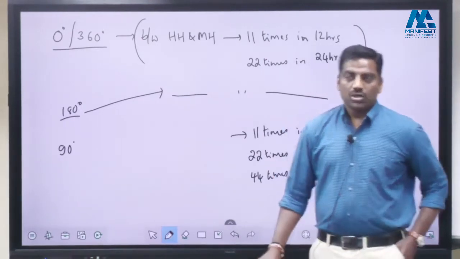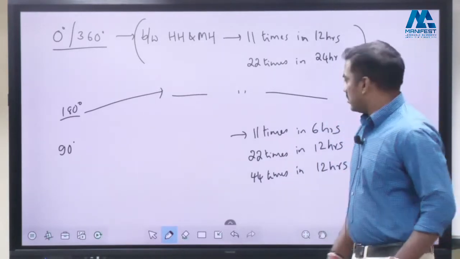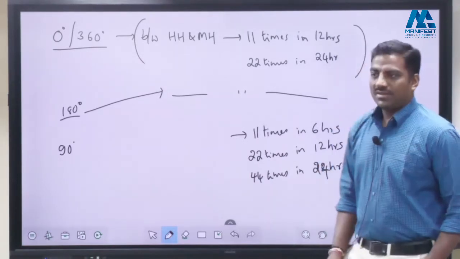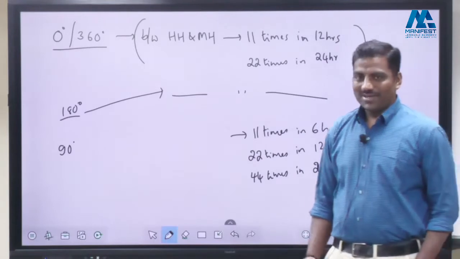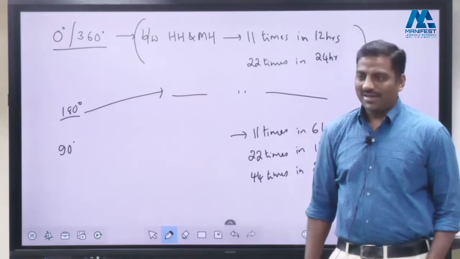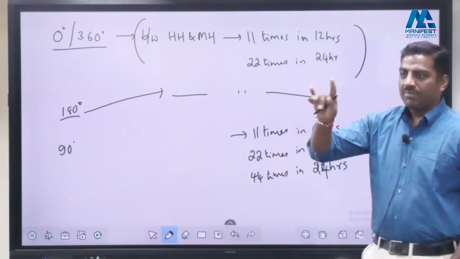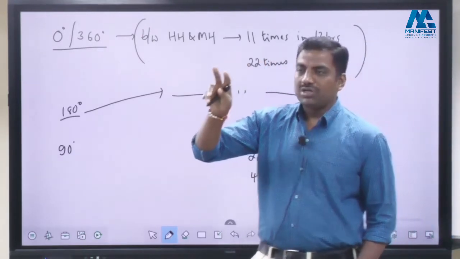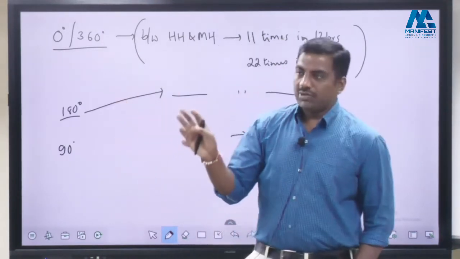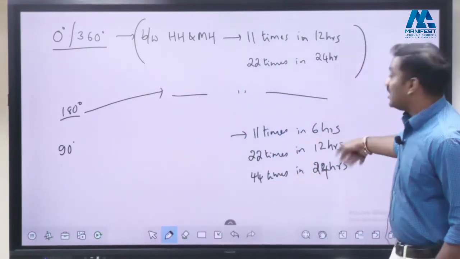Got it? So the important degrees are 0 or 360 degrees, 180 degrees and 90. Don't feel discomfort, you can tell me. Yes, 24 hours, I'll accept, so 44 times. So 0 degree or 360 degrees is 11 times in 12 hours, 22 times in 24 hours. Similarly, 180 degrees is 11 times in 12 hours and 22 times in 24 hours. So 90 degrees is double the number.